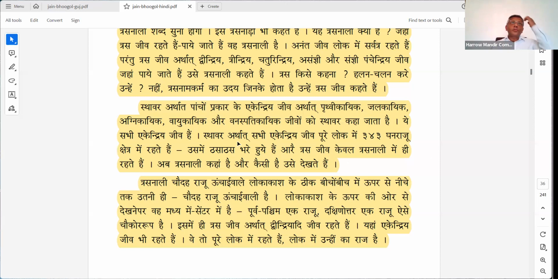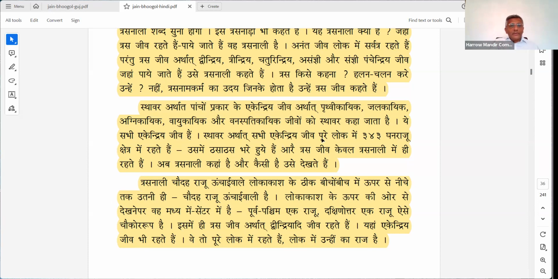So there's two types of souls. In fact there's six types of souls. There's sthavar, so there's panch sthavar and one trust. Panch sthavar, you already mentioned: prithvi, jal, agni, vayu, vanaspati. They are the panch sthavar kaik, and then there is the trust kaik. The trust kaik is two sense, three sense, four sense, five sense. The five sense is with mind and without mind. So they are the sthavar kaik and the thrust kaik. Ye sabhi ekendriya jeev hai.